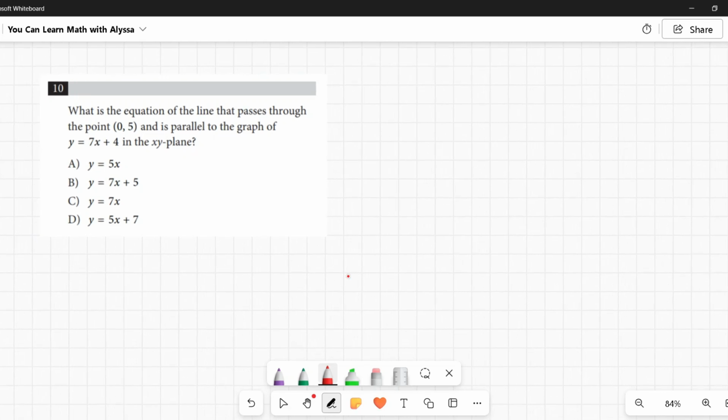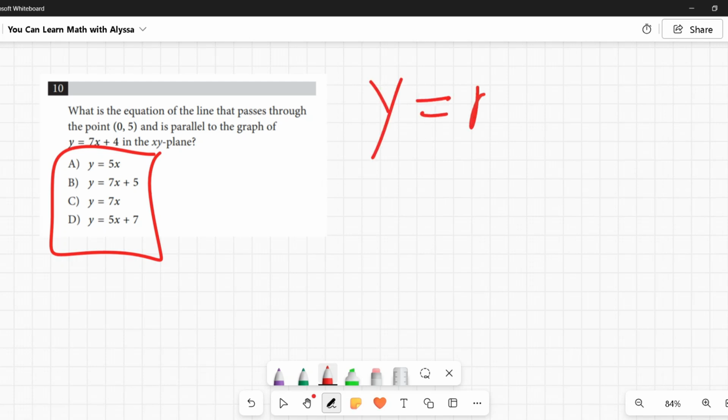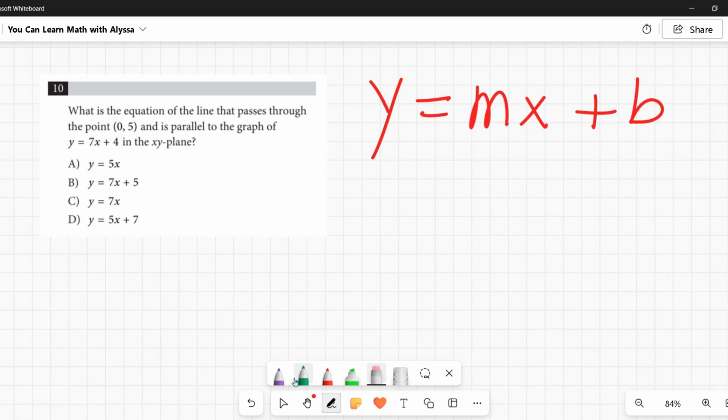Number 10. What is the equation of the line that passes through the point (0, 5) and is parallel to the graph of y = 7x + 4 in the xy-plane? So, equation of a line, and we look down here, they are all written in y equals. So y equals, and I'm going to use mx + b. That's our slope-intercept form of a line. It's my favorite form for a line because everything's right there.